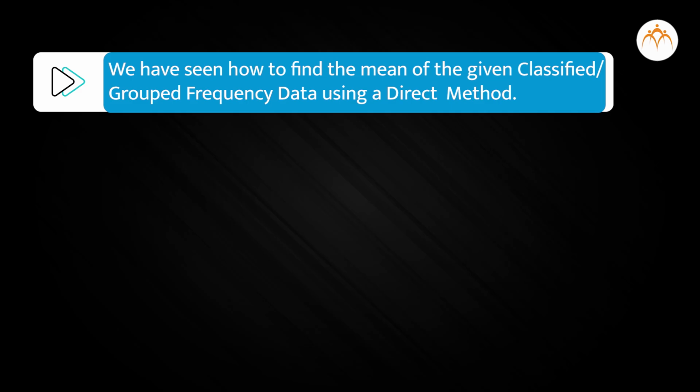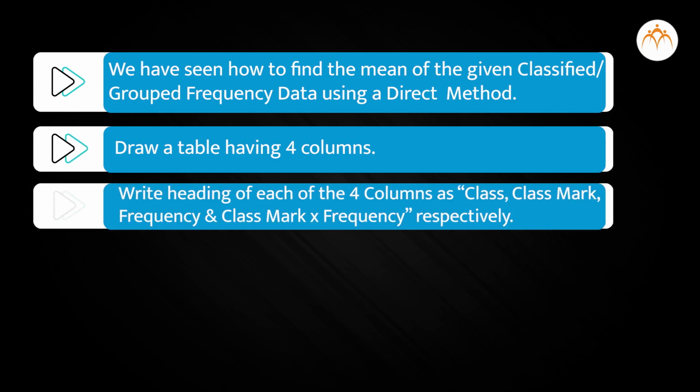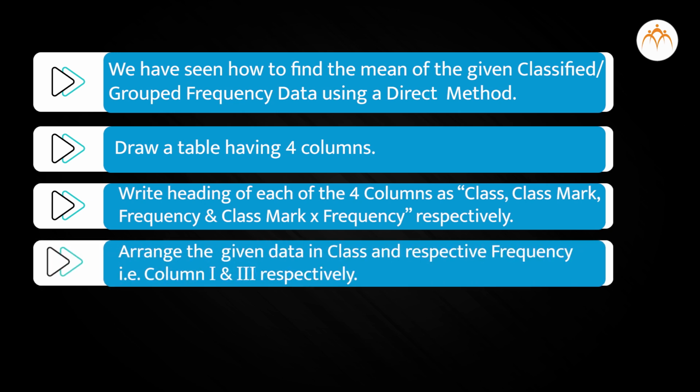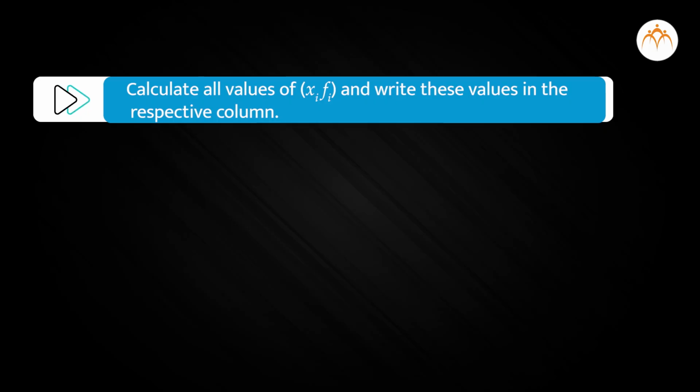Following are the steps to be followed for the same. Draw a table having 4 columns. Write headings for each of the 4 columns as class, class mark, frequency and class mark multiplied by frequency respectively. Arrange the given data in class and respective frequency, that is column 1 and 3 respectively. Compute the class mark xi, which is mean of the class, and write it in column 2.